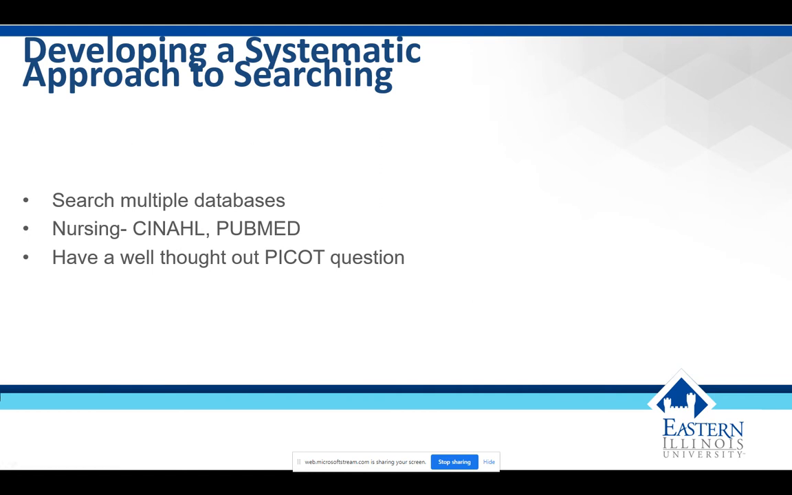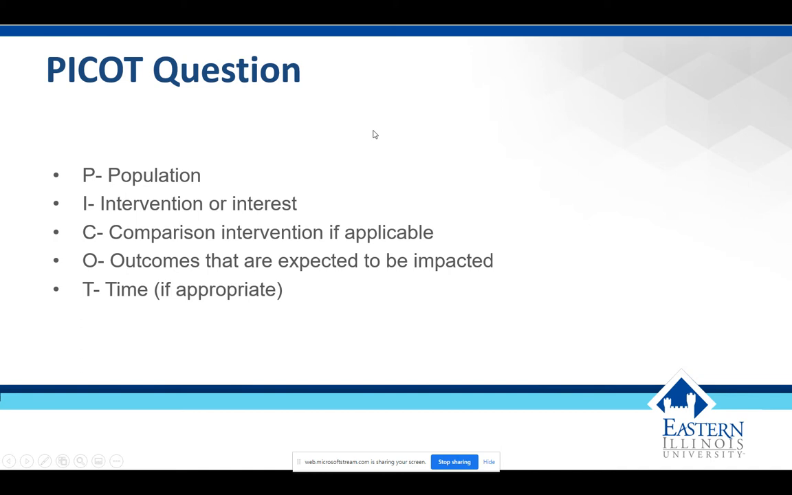You need to have a well thought out PICO question. The book talks a lot about a PICO question. You need to break it down into a population. So you have to have something that you're looking at. If you work in an OR, maybe you're saying inpatient in the OR. If you work at a nursing home, you could say inpatients over 75 in a nursing home, or just patients in the nursing home. But you need to have a specific population that you're looking for.